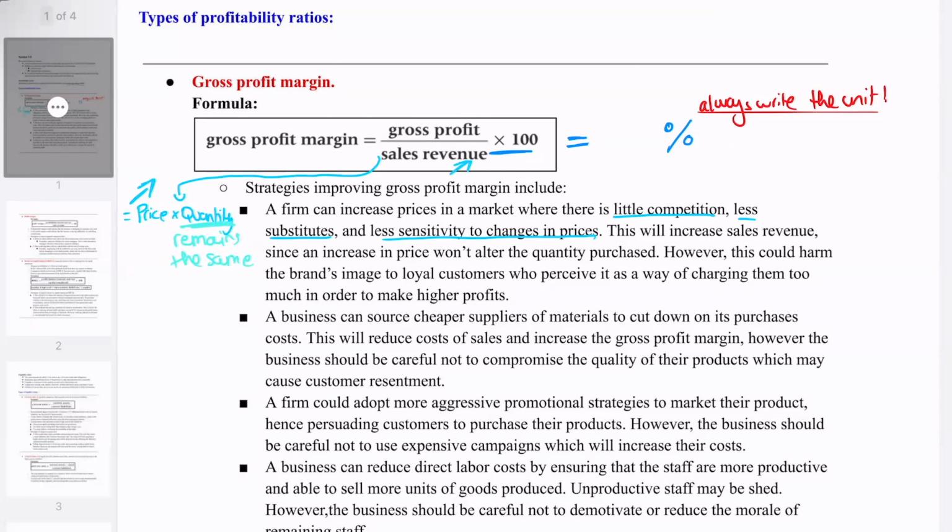So how can you do that? You have to make sure of three things. There's little competition, meaning there are no or few other competing firms that offer the same good or service, meaning product, whatever.